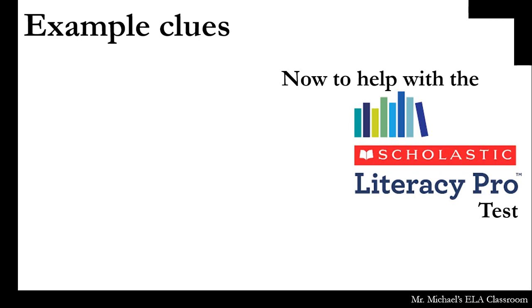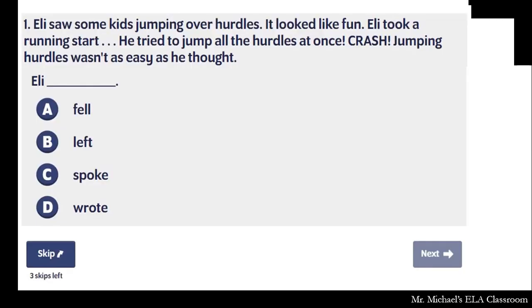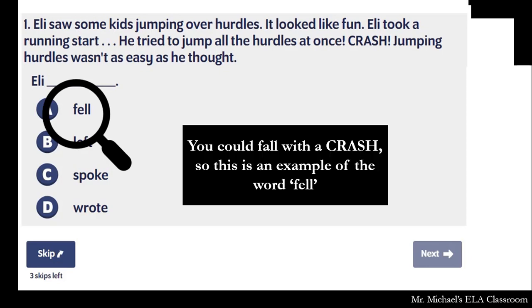Now let's look at it with the Literacy Pro test. So Eli saw some kids jumping over hurdles. It looked like fun. Eli took a running start. He tried to jump all the hurdles at once. Crash! Jumping hurdles wasn't as easy as he thought. Eli blank: fell, left, spoke, or wrote. Well, crash. That's a big word. If you fall, you could crash. So that's an example. You could fall with a crash. So this is an example of the word fell.